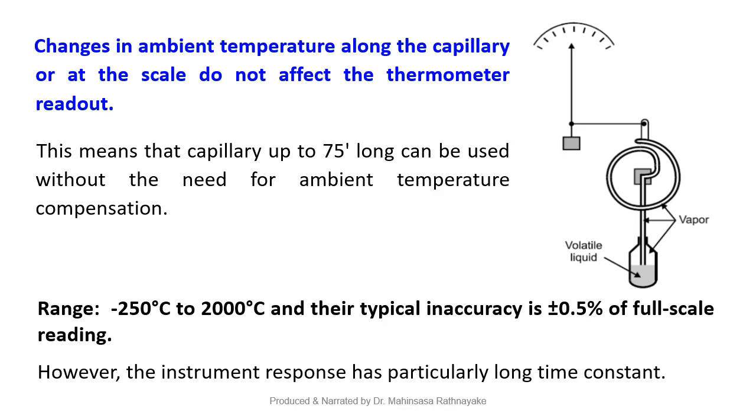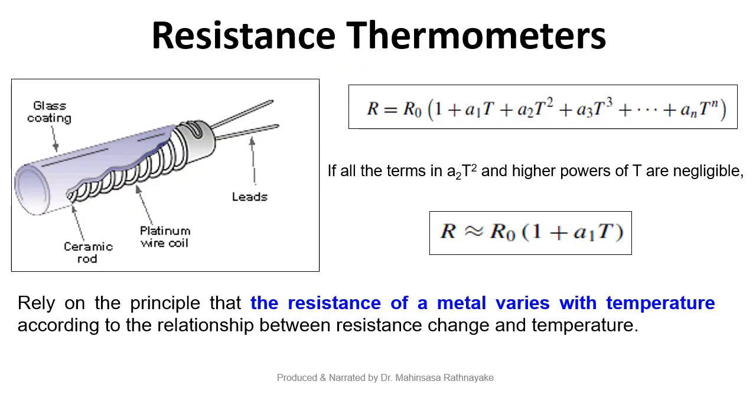The range that can be covered by these pressure thermometers would be around minus 250 to 2000, quite a practical temperature scale with a great accuracy level. One of the disadvantages of pressure thermometers is that sometimes the response time is a little longer than the other types of temperature measurement. The next important type of thermometers is the resistance thermometers.